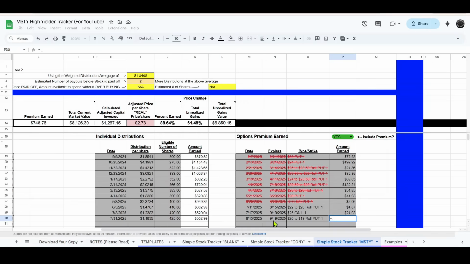So I like to type in my equation here so that when I look back, I can see how I got the value. I put in my 41 cents times 100 shares, and how many contracts did I have? I had one contract. Now you can do this on a calculator. If you don't like to enter in the formulas, that's fine. Type it in on a calculator and then punch in that value right here, and that'll work as well. But like I said, I like to do this so I can look back and see exactly what I earned for that roll, which is 41 cents per share, and I had that one contract.